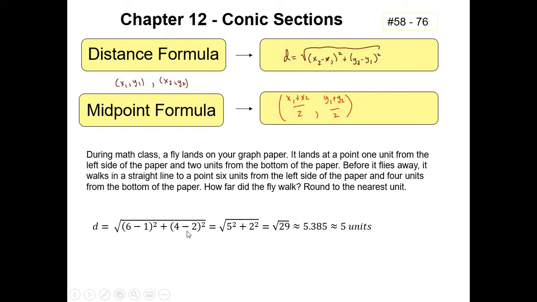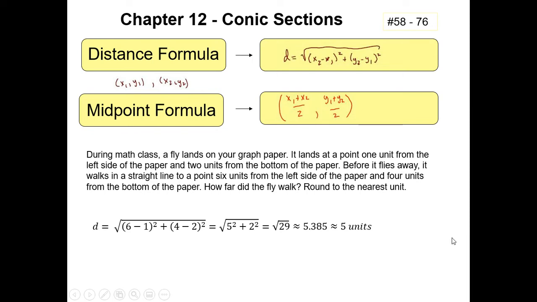So if I do a little bit of math here, 6 minus 1 squared is 25. 4 minus 2 squared is 4. 25 plus 4 is 29. The square root of that is approximately 5.385, which is approximately 5 units because it asks us to round to the nearest unit. So, going back to our geometry days, hopefully you can remember some of that.